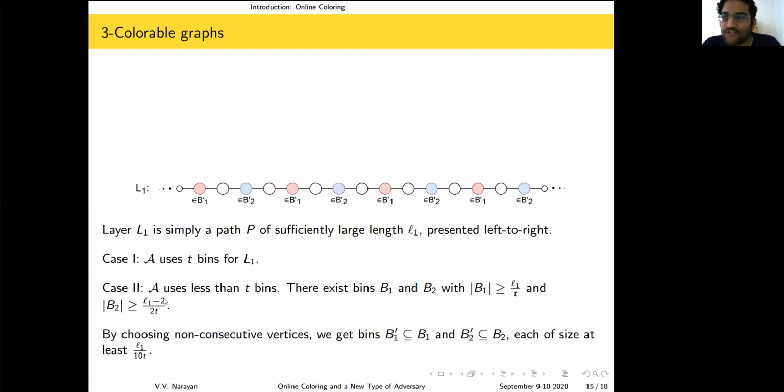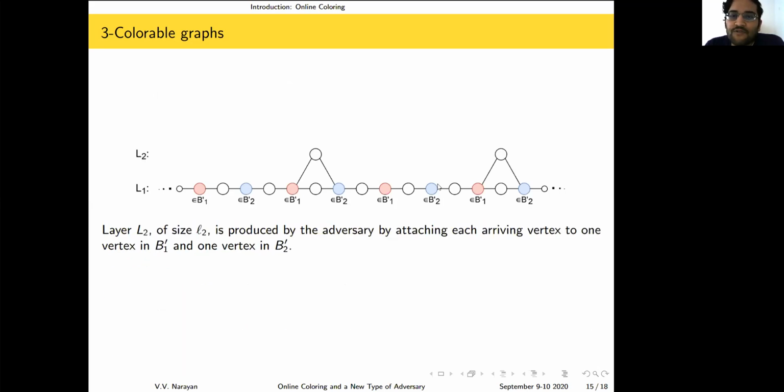By choosing non-consecutive vertices, we can get bins B1 prime, which is a subset of B1, and B2 prime, a subset of B2, each of size at least L1 over 10T. But these are non-consecutive. And then we use these to produce the layer L2. So layer L2 of size L2 is produced by attaching each arriving vertex to one vertex in B1 prime and one vertex in B2 prime. So we're forcing any algorithm to use some color that differs from the colors 1 and 2.